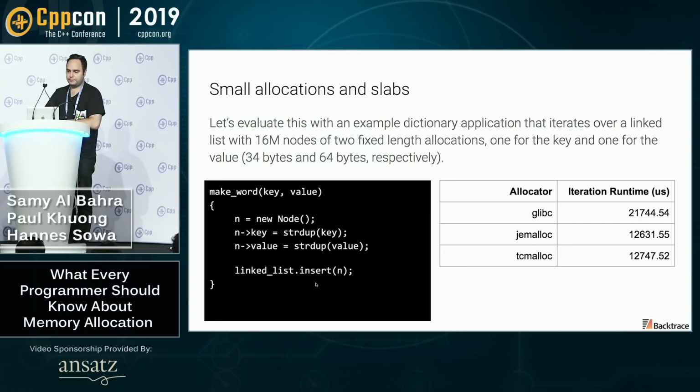So there are a few simple patterns you can follow to avoid this. Let's look at a simple example. I have a high performance key value store called DongoDB. The backing data structure of DongoDB is a giant linked list. This is a linked list of 16 million nodes, which contains 2 fixed length allocations. The key is 34 bytes and the value is 64 bytes. And we just want to iterate on the key in this situation. You can see there's a huge disparity between glibc and jemalloc and tcmalloc. Jemalloc and tcmalloc generally will have very similar performance profiles. Jemalloc is better about purging memory.